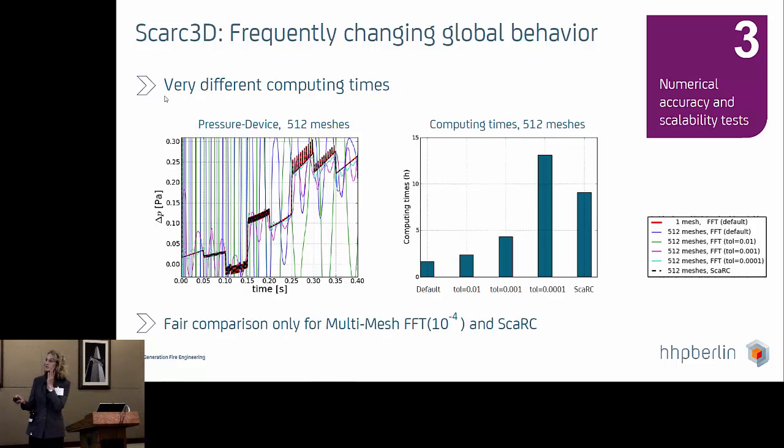And finally, I will show you a comparison of the computing times for all those different cases, measured for the 512 mesh case. This is the computing time for ScaRC. This is the default solver, the medium tolerance, and this is the fine one. And in fact, ScaRC needs more time than the default FFT solver. But to be fair, you can only compare those computations, because this one is the only one which produces a comparable accuracy. Okay, this was my first test case.